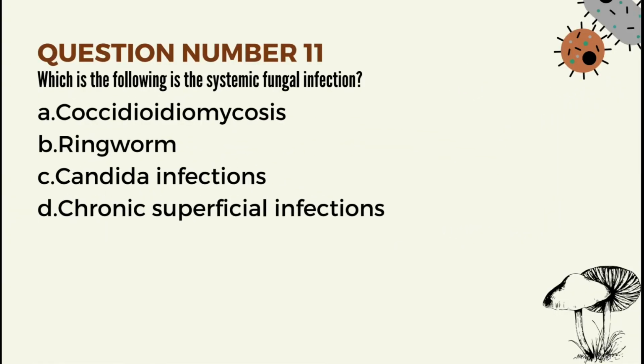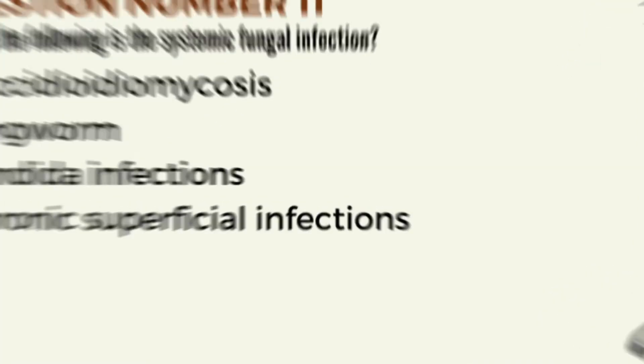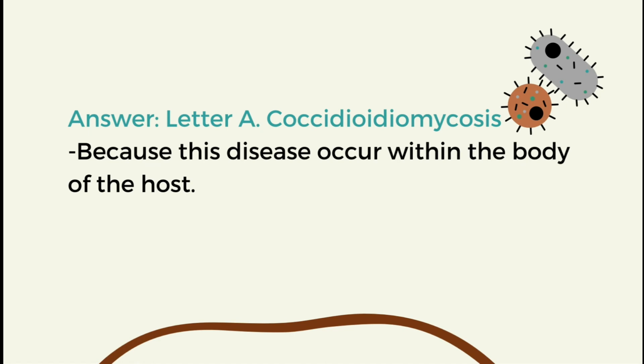Question number 11. Which of the following is a systemic fungal infection? A. Coccidioidomycosis, B. Ringworm, C. Candida infections, or D. Chronic superficial infections? Answer is letter A, coccidioidomycosis, because this disease occurs within the body of the host.